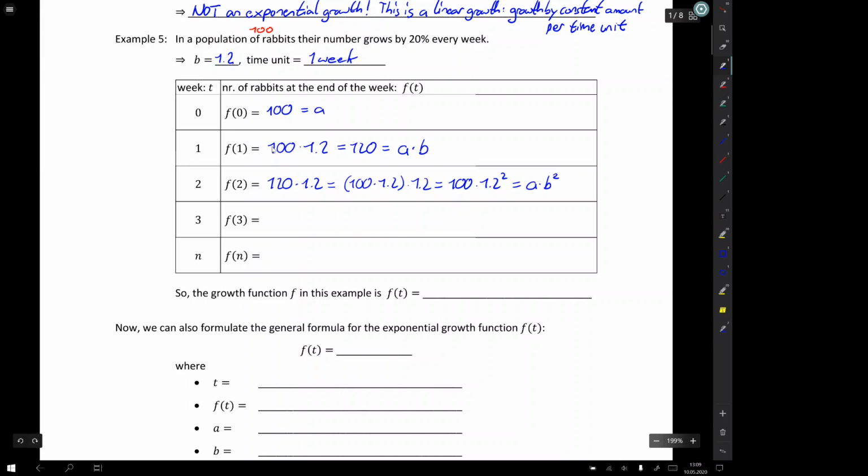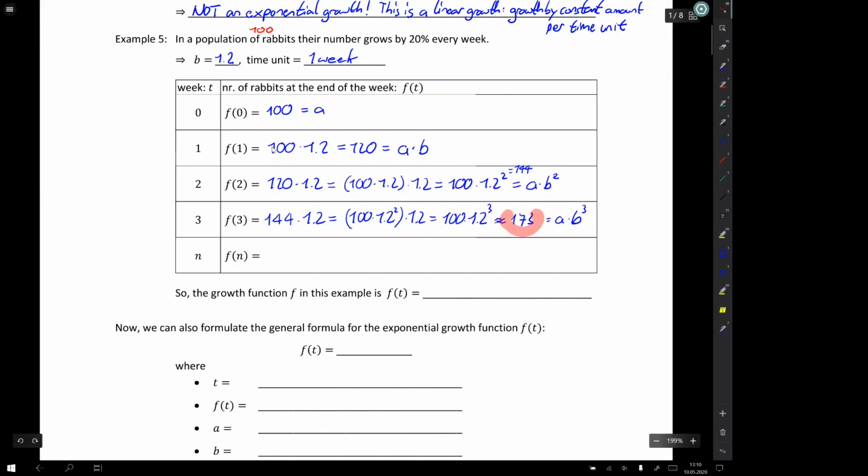How many are there after 3 weeks? Well, that's 144 after week 2. So after 3 weeks, we'll have the end amount of week 2, 144, times the 1.2. We can replace it back. We have the 144 is 100 times 1.2 squared, times 1.2. So what we get is 100 times 1.2 to the power of 3, which is approximately 173, and it is, to be precise, just A times B to the power of 3.